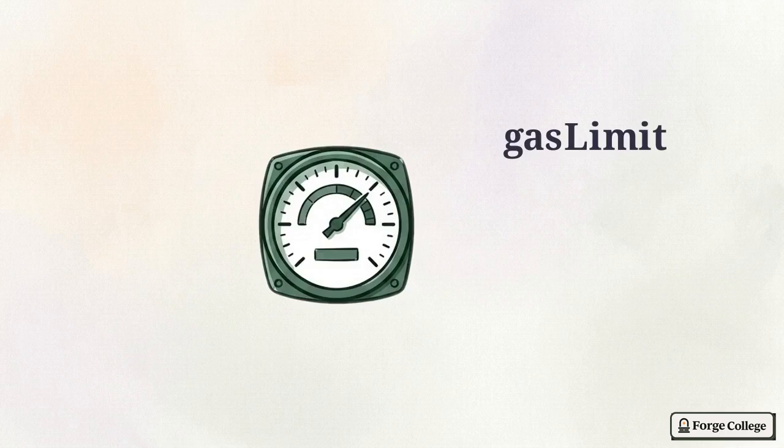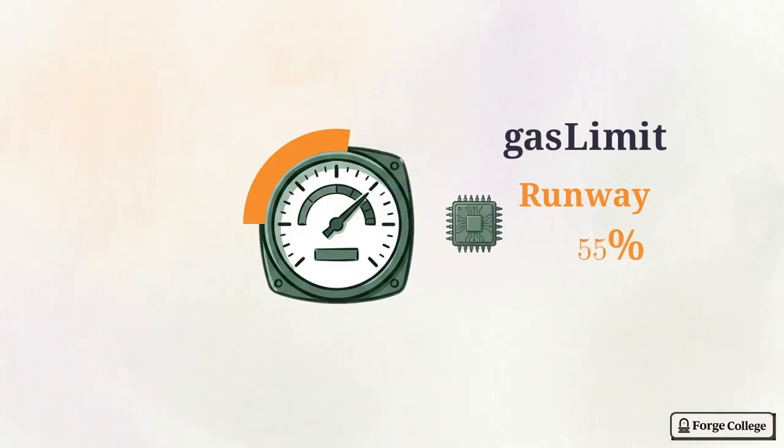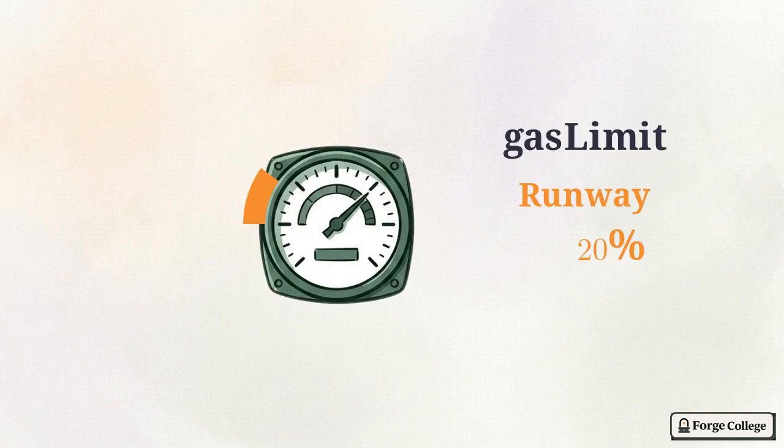First, we have your gas limit. Think of this diagram as your aircraft's fuel gauge. Your gas limit is the reserve, the absolute maximum amount of computational fuel you are willing to commit to a specific transaction. You declare this number upfront. Once the transaction begins, that reserve becomes your runway. The runway is your actively remaining gas. As the EVM executes operations, calculating math, reading data, your runway continuously depletes.